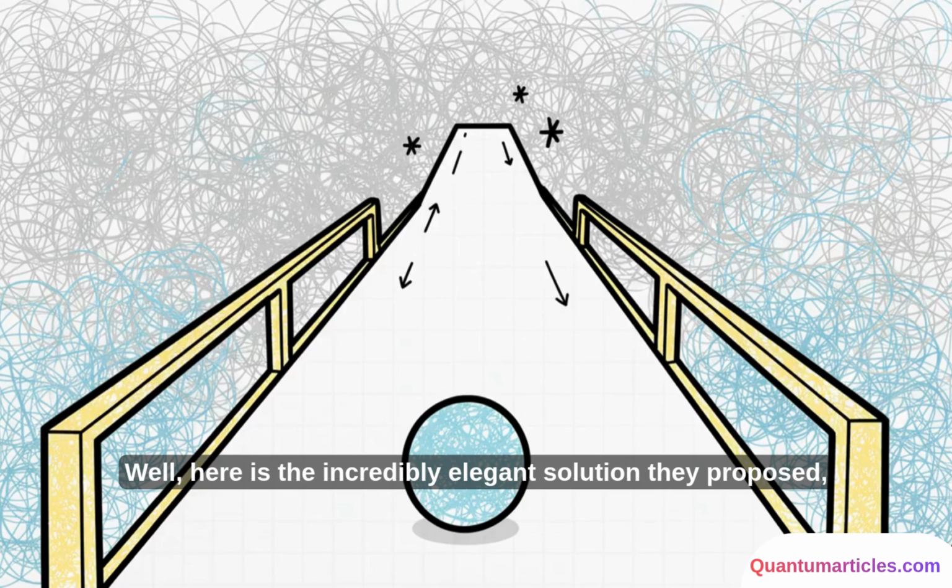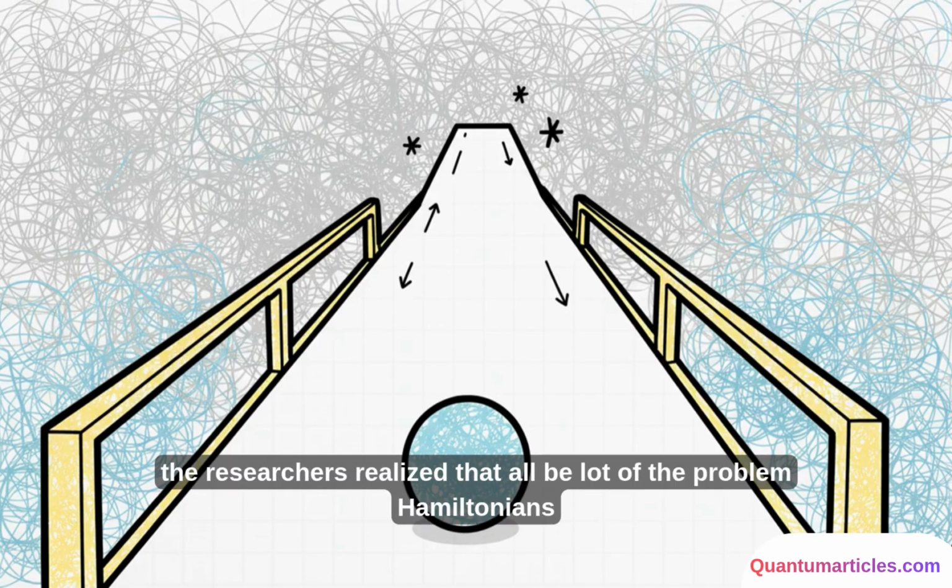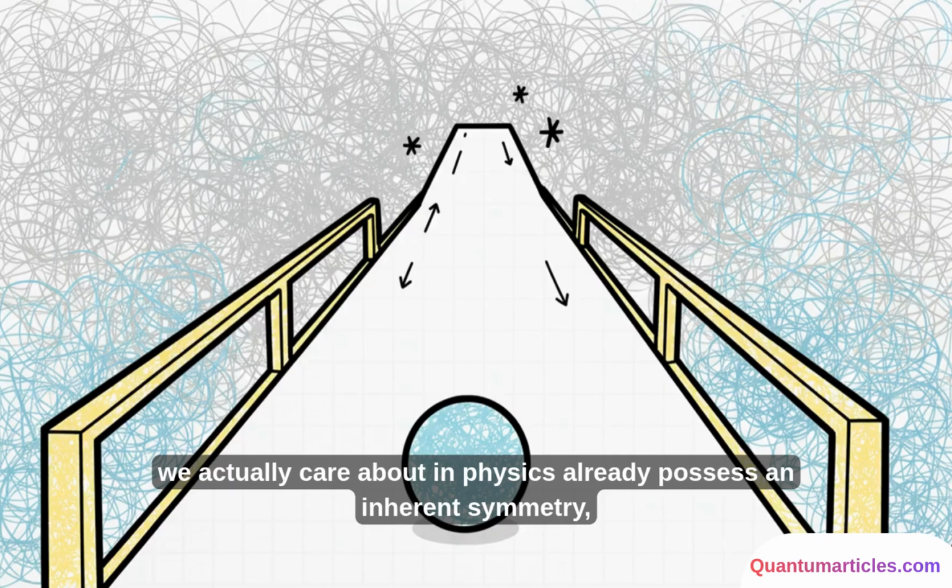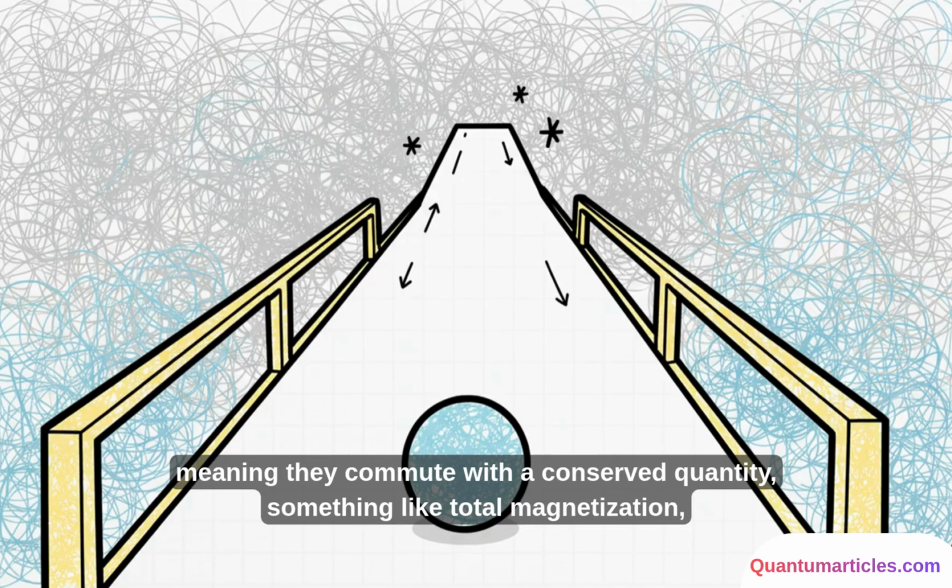Well, here is the incredibly elegant solution they proposed, using symmetric subspaces to act as literal guardrails. It turns out, the researchers realized that a lot of the problem Hamiltonians we actually care about in physics already possess an inherent symmetry, meaning they commute with a conserved quantity, something like total magnetization, for example.